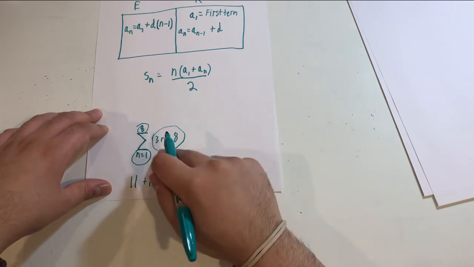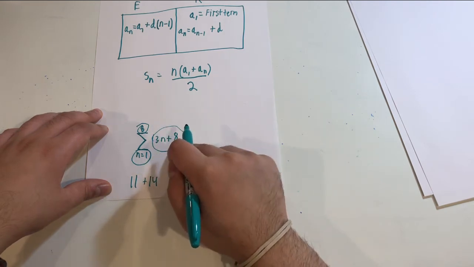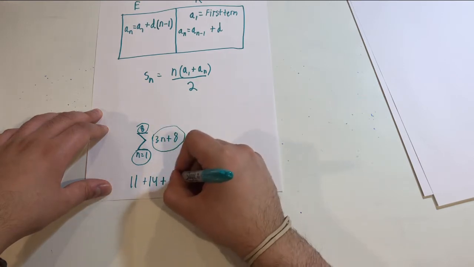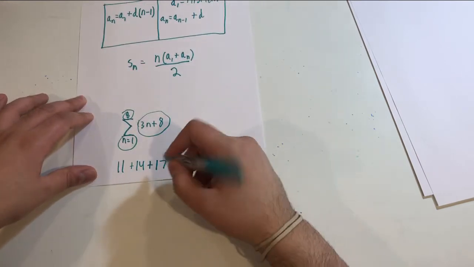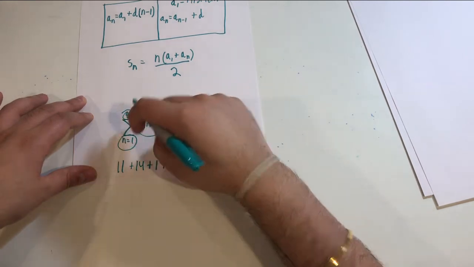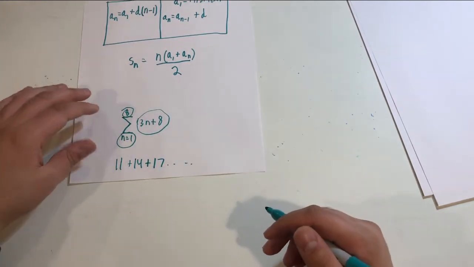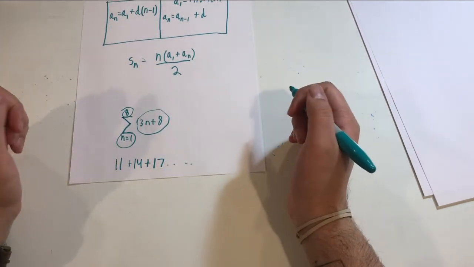When n equals 3, it's 9 plus 8 equals 17. And here you would get the first 8 terms. You'd do that all the way up to the number 8 and sum those up.